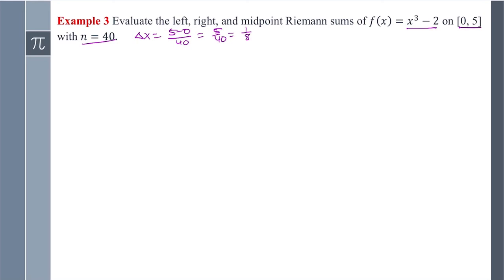Again, we are not going to construct the rectangles or find the height by hand for each subinterval or each rectangle. What we are going to do is generalize this.